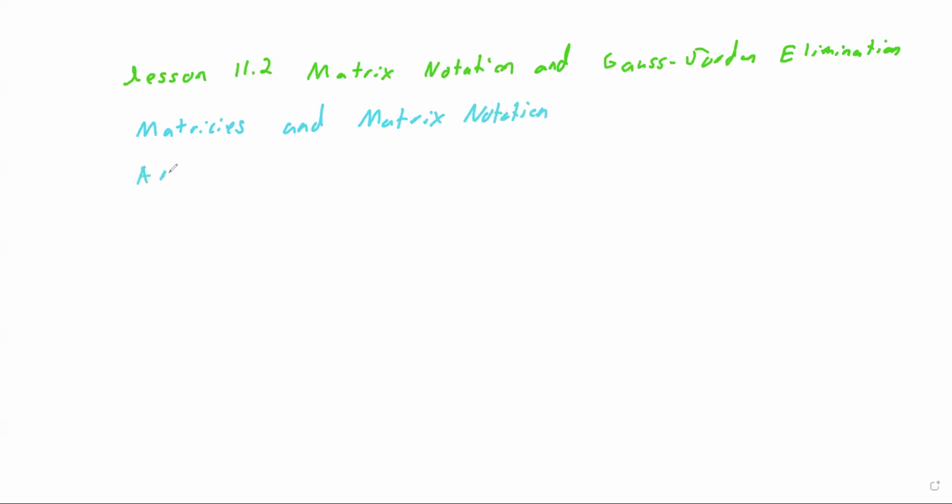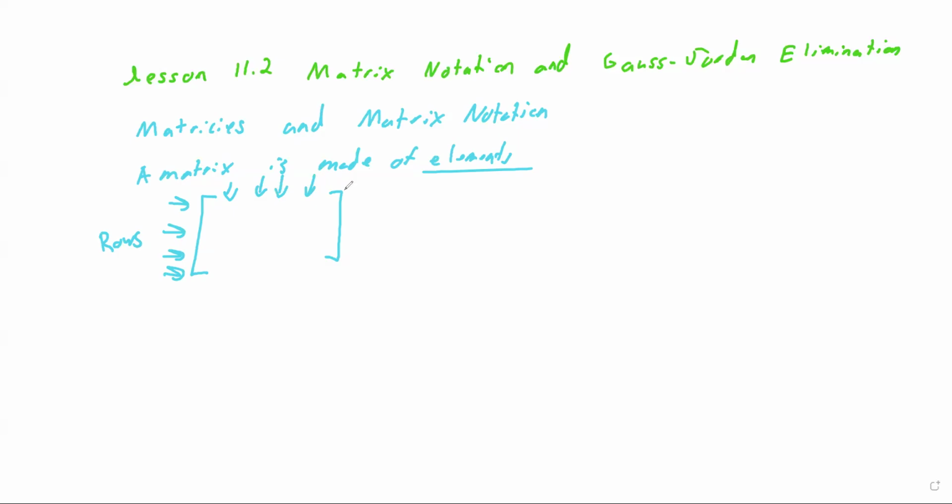All right, a matrix is made of elements. Keyword there for your vocabulary. It's pretty much set up like this. You usually have two brackets and then a whole bunch of numbers called elements. When you go in this direction, if you're familiar with Excel, these are called rows. And these guys right here are called columns.